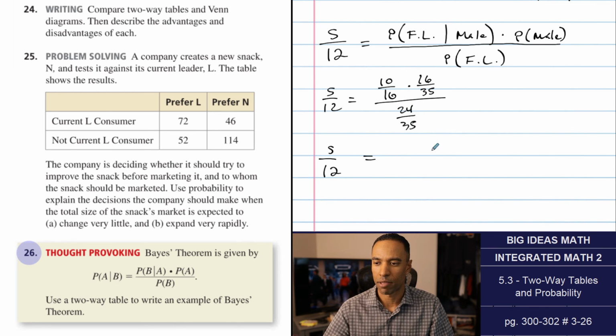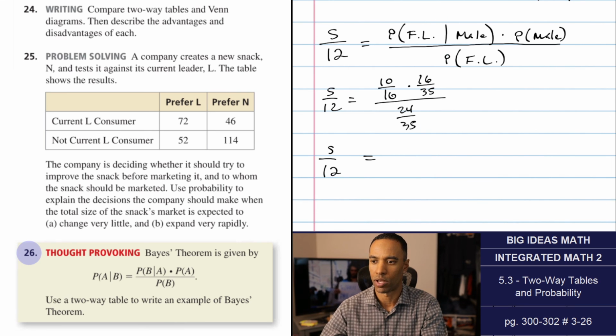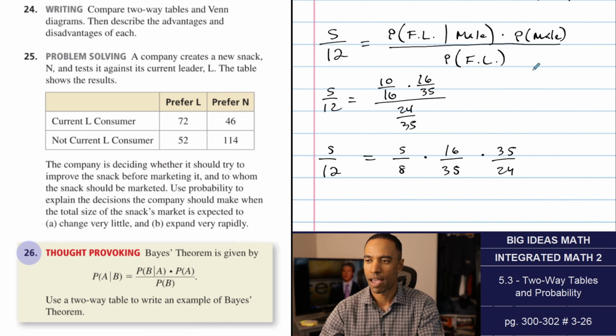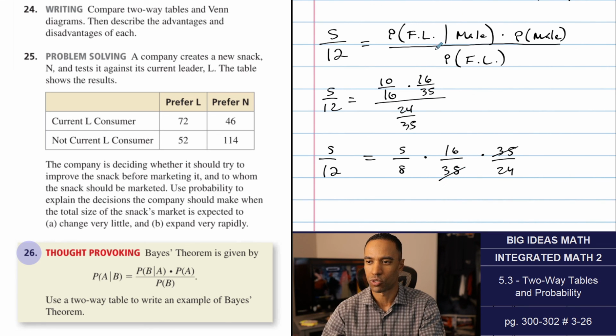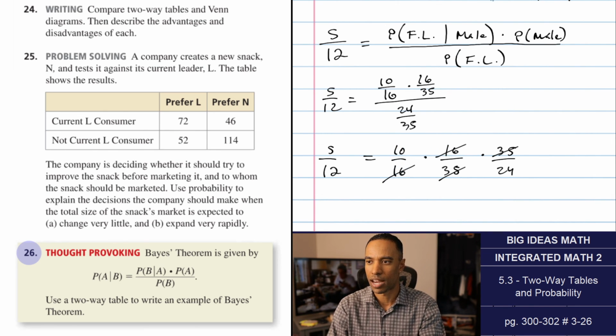Over here, dividing by a fraction is multiplying by its reciprocal, and I'm going to reduce any fractions I have as well. So 10/16 reduces to 5/8. I want to see where these numbers come from. Times, and I'm going to flip this, 35 over 24. So the 35s cancel. Oh, you know what? These 16s would have canceled as well. Let me keep this as 10 out of 16 and cancel the 16s. You're left with 10 out of 24.